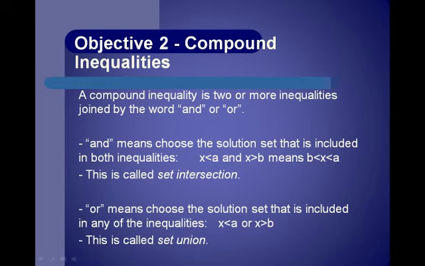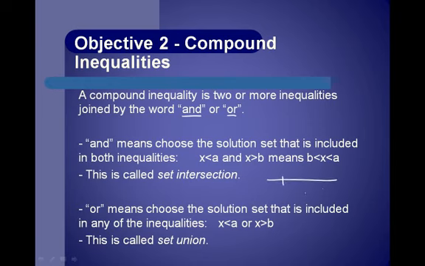Compound inequalities. A compound inequality is two or more inequalities joined by the word and or the word or. And means choose the solution set that is included in both inequalities. So x is less than a and x is greater than b means all x's that are greater than b, less than a, or between b and a. This is called set intersection.